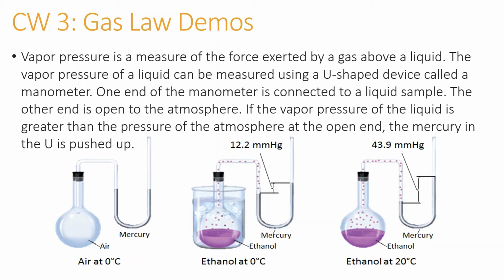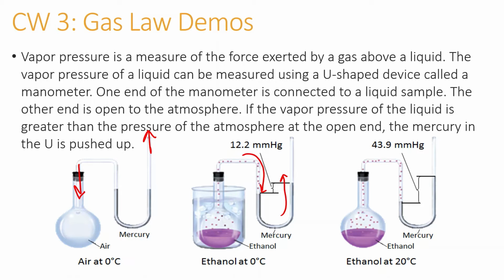So we can measure the vapor pressure of a liquid using a manometer. So this U-shaped device has one end that is open to a sample of gas, and the other end is open to the atmosphere. So if the vapor pressure of the liquid is greater than the pressure of the atmosphere, it forces the mercury up the tube.